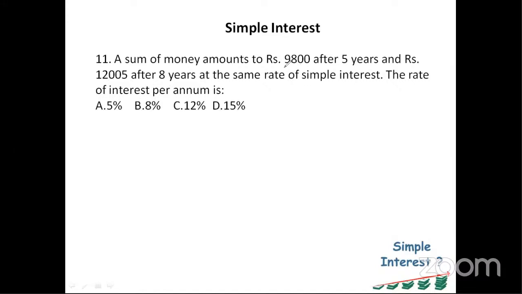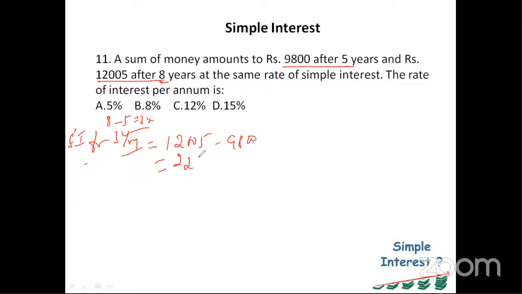Whenever it is given that after 5 years, after 8 years, you need to simply do the subtraction. So we have to see the time gap also. Here it is for 8 years, it is for 5 years, which means we can calculate simple interest for 3 years. That is 8 minus 5, which is 3 years. That is nothing but just the subtraction: 12,005 minus 9800. So we get 2,205 here. This is for 3 years.